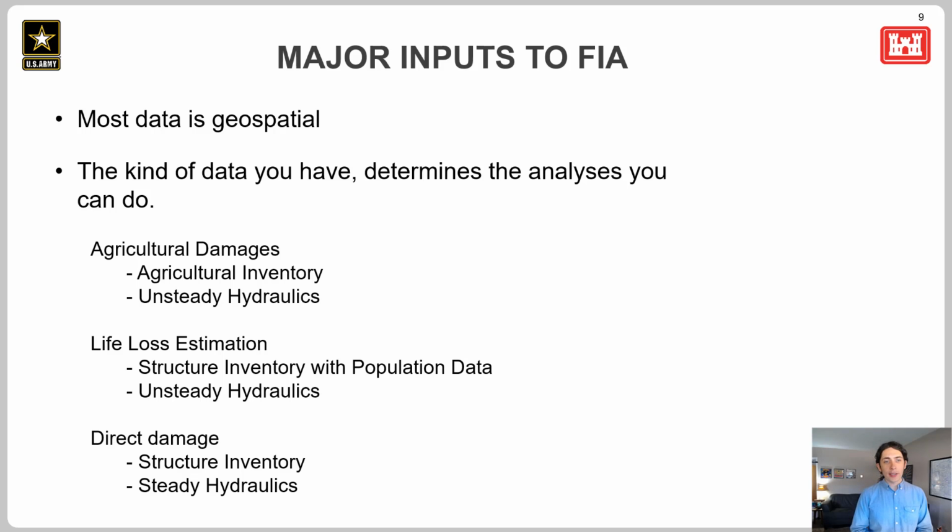If you're going to do life loss estimation, you're also going to need unsteady hydraulics, and you're going to need a structure inventory with population data. And getting that population data is not always straightforward, but there is a resource available to the Corps of Engineers that can help with that. We'll talk about that later as well. If you're doing just the basic compute, so a direct damage compute, all you really need is steady hydraulics and a structure inventory.